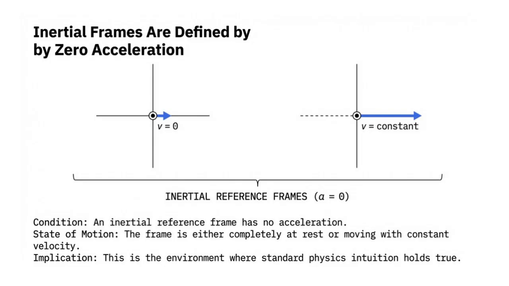Inertial frames are defined by having zero acceleration, which means they either remain completely at rest or move at a constant velocity without speeding up or slowing down. This lack of acceleration is important because it creates the environment where the usual rules of physics apply without needing any adjustments. Essentially, if you're in a frame that's not accelerating, the standard physics principles you're familiar with will hold true and give accurate predictions of motion.